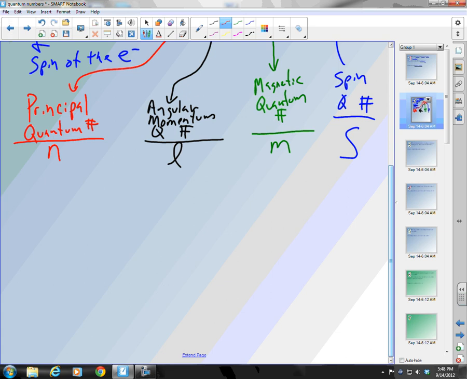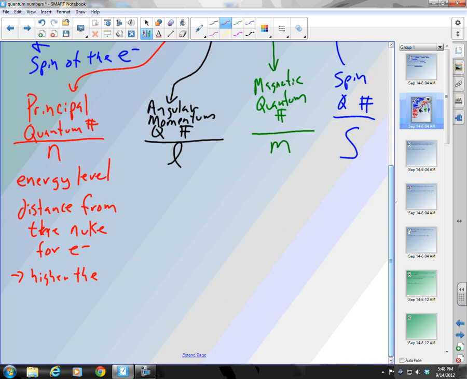What is its meaning? It represents the energy level of the orbital or for the electron. And another way to think about the energy level is it also represents the distance from the nucleus for the electron. The higher the energy level, the farther from the nucleus, okay? And so that's the importance of the principal quantum number.